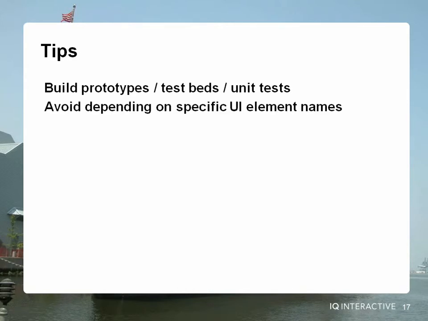Avoid depending on specific UI element names. If you're animating something and you're doing 100 manipulations against text box 1, don't rely on it being named text box 1. Wrap it in a property and animate against that property, so that if your designer goes and renames it to text box 22, it doesn't break all your code.